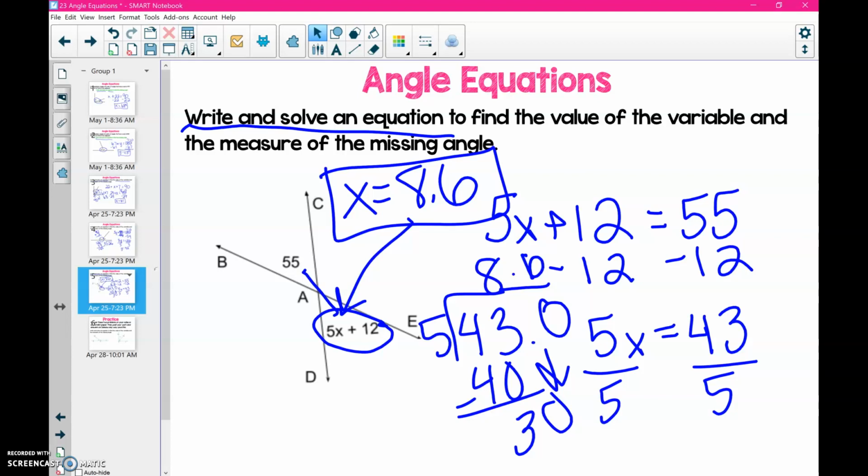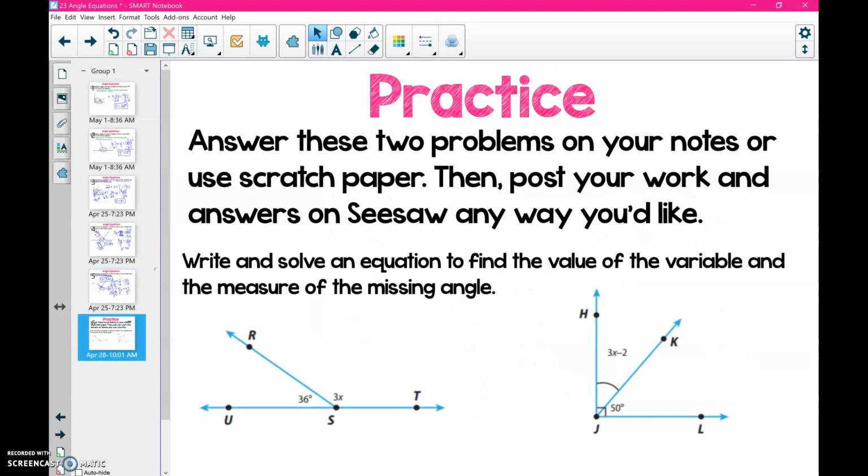Now, if you need to pause or rewind or go back and take a look at something, feel free, or you can ask me a question with email or something like that. But otherwise, I just have 2 problems I want you to try, okay? And these are on your notes or on the document I shared with you. I want you to answer these 2 problems down here, okay? So solve for x. You're going to write and solve an equation to find the value of the variable to help you find that missing angle.